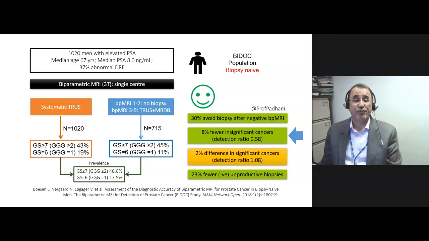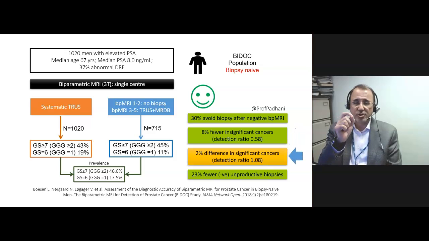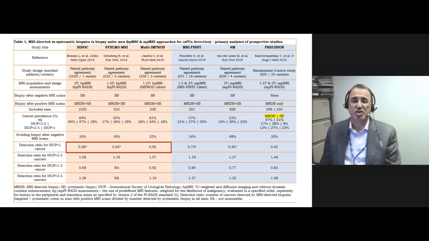So there were fewer insignificant cancers. But look at the detection of clinically significant cancers compared to a systematic biopsy. You can see that there's only a 2% difference between the yields of systematic biopsies versus biparametric prompted biopsies. Only 2%. It's there, but it is small.